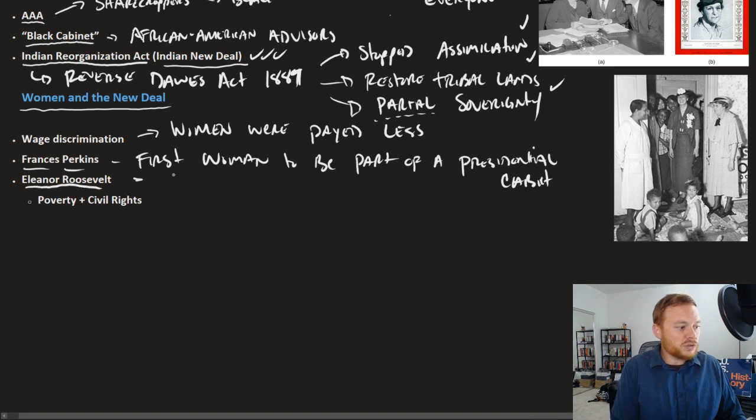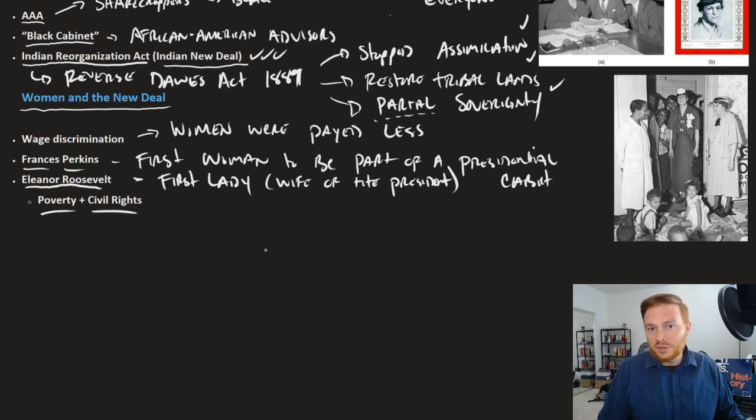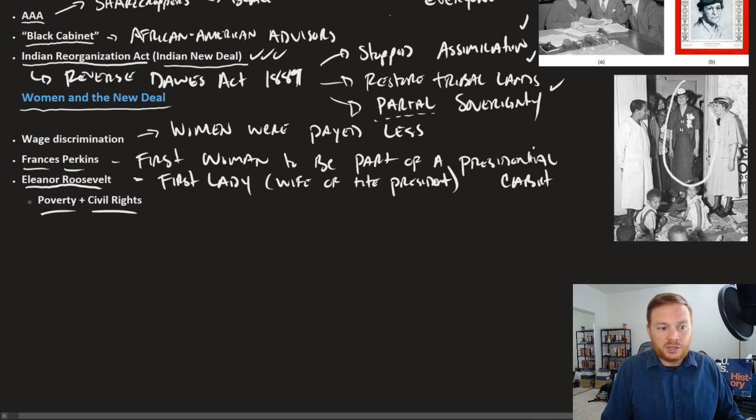And of course, Eleanor Roosevelt, who was the first lady, and the first lady, if you don't know, is the wife of the president, was very active in issues regarding poverty and civil rights, being the status of African Americans. And this was at a time where the wife of the president, or the first lady, really didn't have that much of an active role on these issues. Eleanor Roosevelt was very public. In fact, sometimes she's referred to as the first modern first lady, that is, to be active and to speak out on particular issues, in this case, poverty and civil rights.